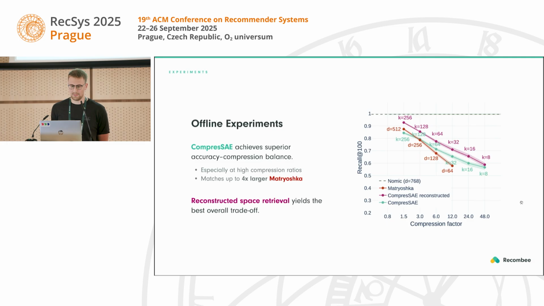So in our offline experiments, CompressSAE achieves a superior accuracy-compression balance compared to Matryoshka-based compression, and it is possible to match the performance of even 4 times larger Matryoshka embeddings, especially at really high compression ratios. And a final note from the offline experiments is that the reconstructed space retrieval, since it's directly tied to the reconstruction loss objective, is the best overall trade-off.